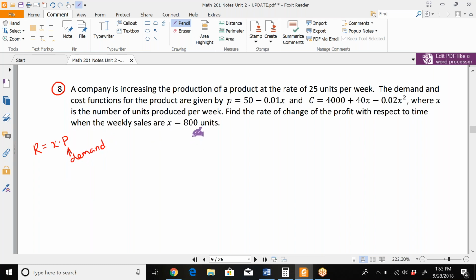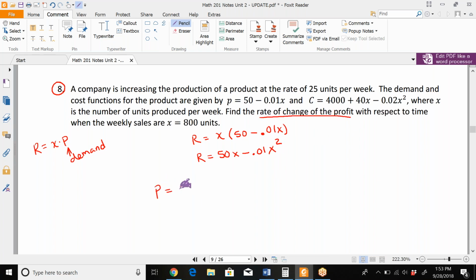So we need to figure out revenue first. So R equals x times 50 minus 0.01x. And we would distribute that. So that's R equals 50x minus 0.01x squared. So there's my revenue function. Okay, so that's one thing I needed. So now let's get our profit function because we want a rate of change of profit.